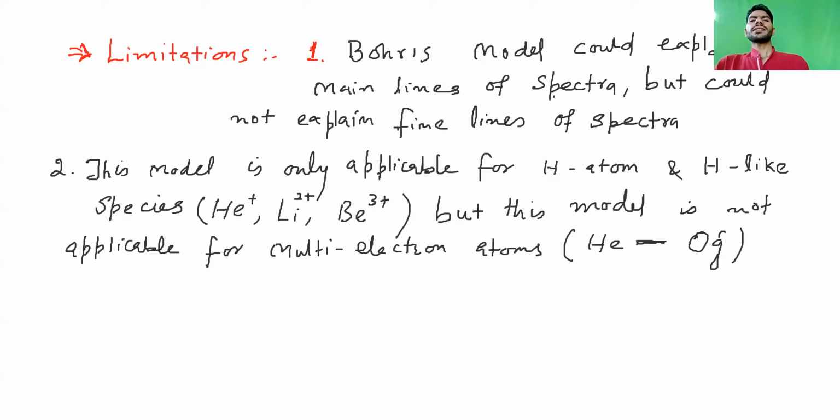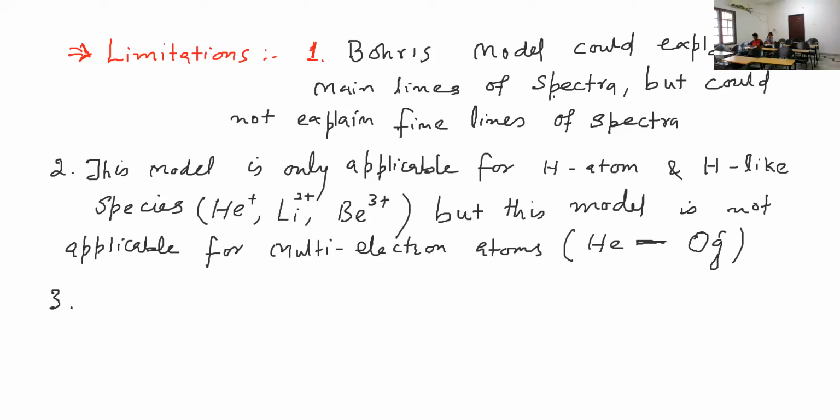Simply, you can see that Bohr's model could explain the spectra of hydrogen, but it could not explain the spectra of multi-electron atoms. Multi-electron atoms constitute helium, lithium, beryllium up to oganesson. Got this point? Yes, sir.